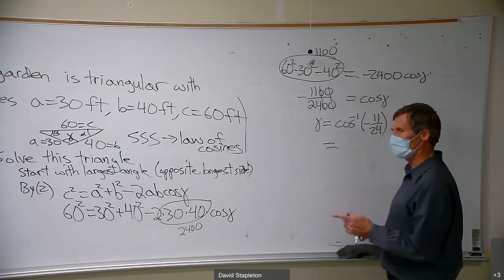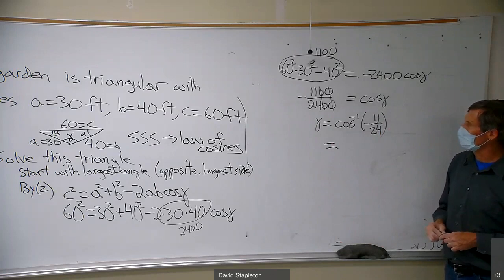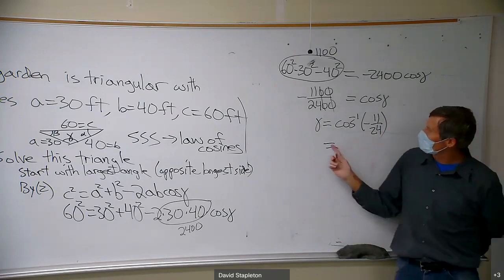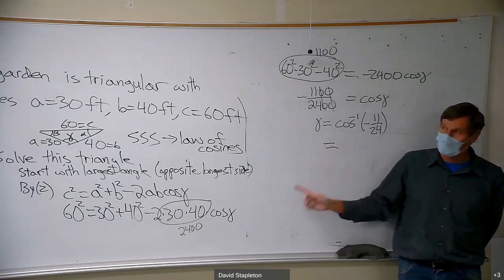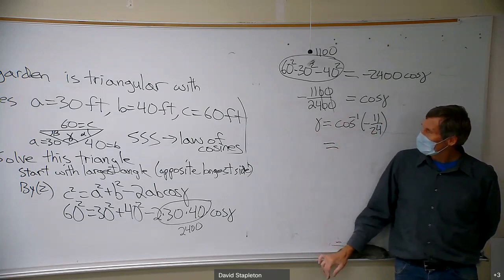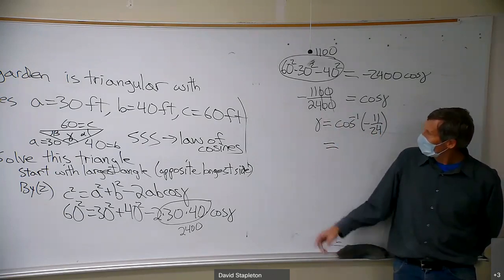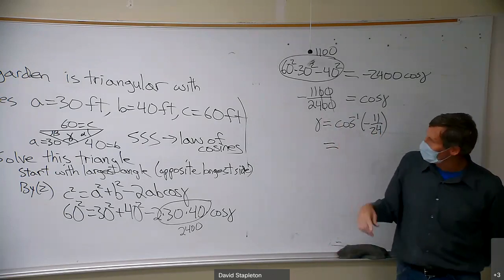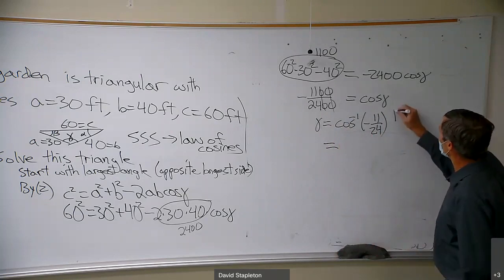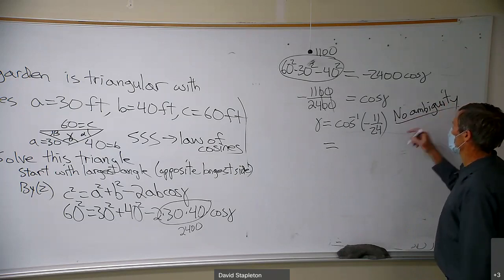Wait a minute, maybe it's like the law of sines, where there's an ambiguity. Remember the law of sines: when you had sine of an angle equals a number, it could be the arc sine or 180 minus the arc sine. Either one could happen in a triangle. So we had that difficulty all the time. Not so with the law of cosines. There's no ambiguity here. No uncertainty. It's always the inverse cosine.